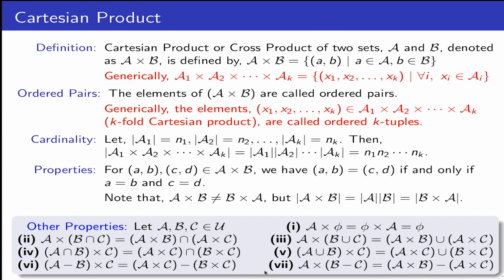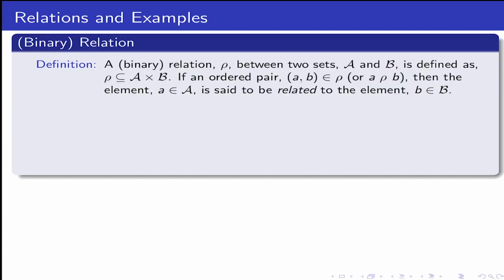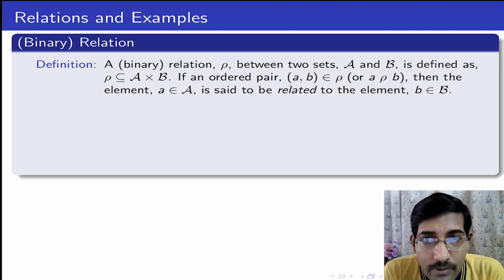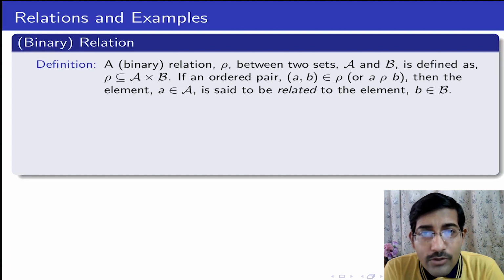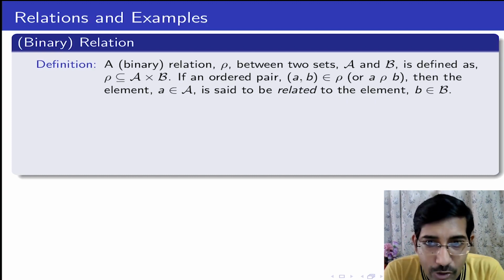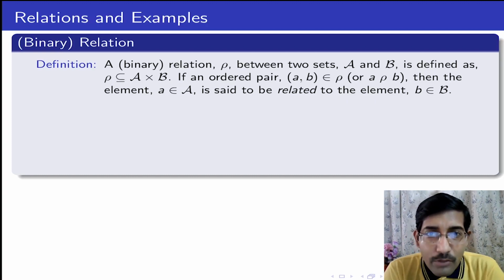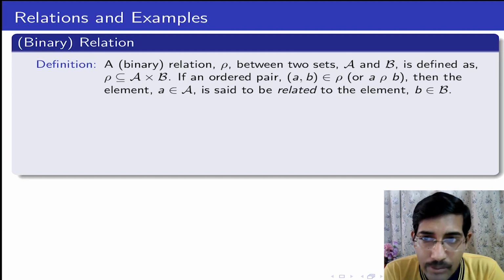With that background in mind, let us now define what we call relations. When we have a cross product, we are already relating the elements of one set with the other set. That's why we are pairing them up. So a relation is nothing but, instead of seeking all possible pairings that I get from A cross B, I choose a subset of them and relate it with someone.